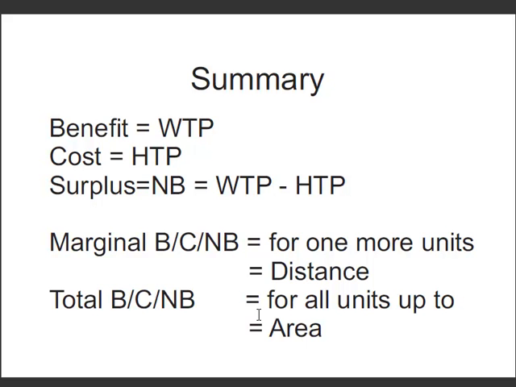Then we've got 2 key concepts that you really have to get clear in your mind, and that is the marginal versus the total. The marginal is the cost or benefit or net benefit for one more unit, and it's always measured graphically as a distance, a vertical distance in a marginal benefit or marginal cost graph. The total is what you'd pay for all of the units up to a particular level, and that is always measured as the area.